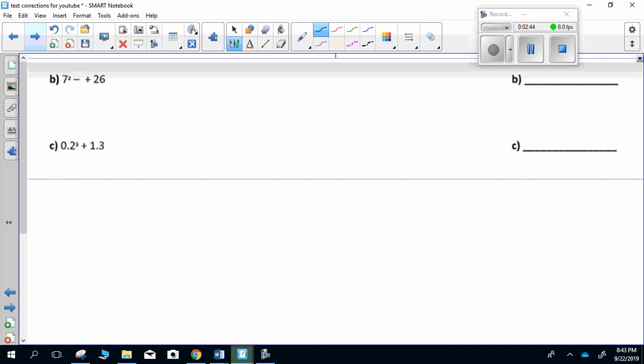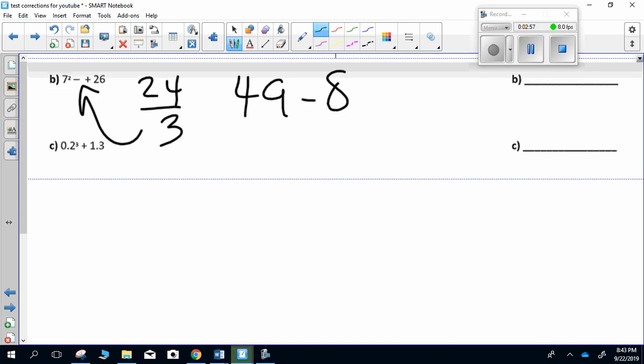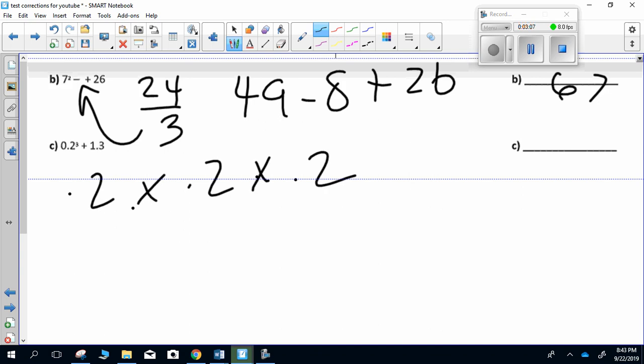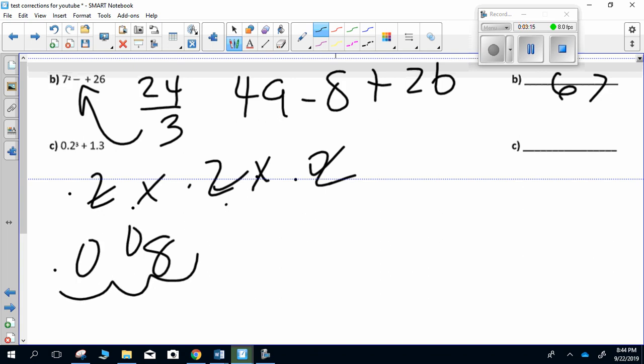Next question, 7 squared minus, we should have 24 thirds here in the middle, plus 26. So 49 minus 8 is 41, plus 26 is 67. Next one is 2 tenths times 2 tenths times 2 tenths. 2 times 2 is 4, times 2 is 8, but we've got 1, 2, 3 decimal places. So it's 8 thousandths plus 1 and 3 tenths. So it's 1.308.